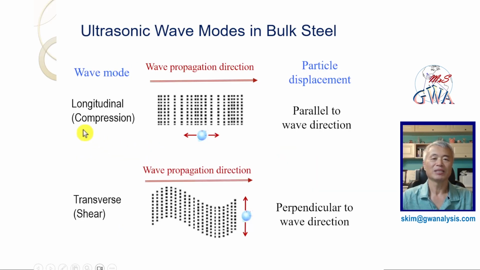This slide explains the longitudinal and the shear wave mode in the bulk steels. The main difference of the two wave modes is particle displacement relative to wave propagation direction. The longitudinal mode has a particle displacement parallel to the wave propagation direction. Shear wave mode has a particle displacement perpendicular to the wave propagation direction.